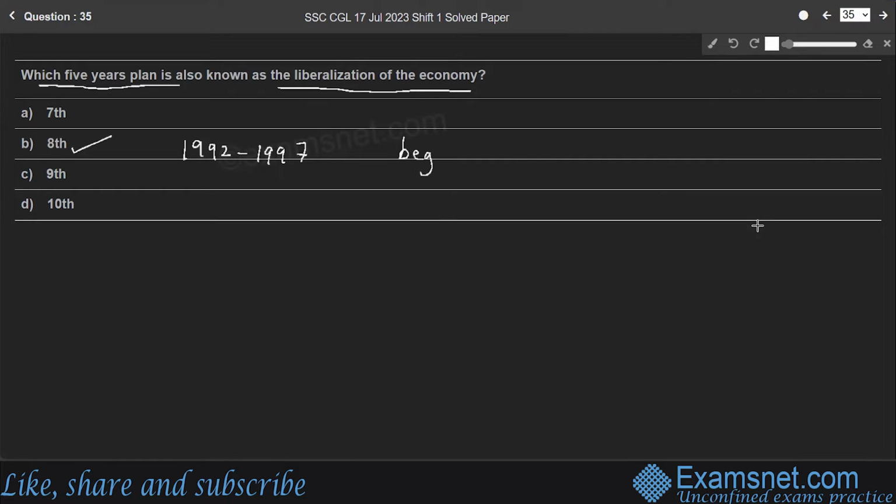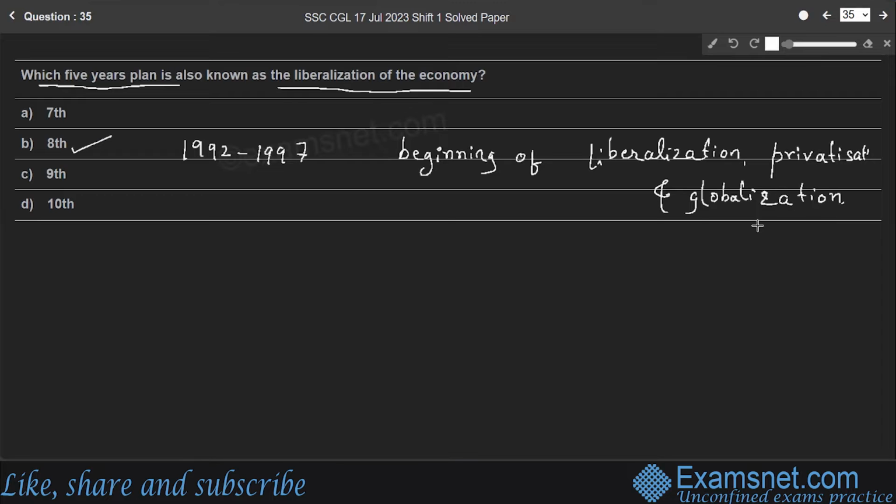So it was also considered as the beginning of liberalization and privatization and globalization as well. So it is also known as LPG, right? Liberalization, privatization, and globalization in India, right? Therefore, 8th 5 years plan is also known as the liberalization of the economy. Option B is the right answer.